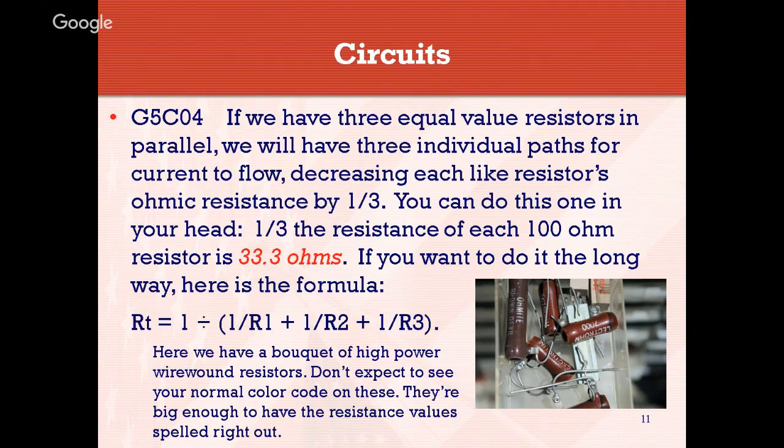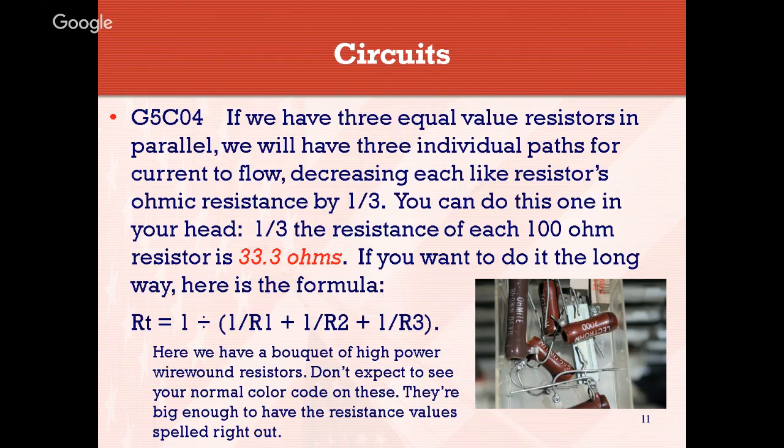If we have three equal value resistors in parallel, now if you go back a little bit to your electrical principles, particularly back when you got your technician class license and took that, you'll understand a little bit about how resistors work in parallel. So you'll have three individual paths for current flow, and in parallel, it decreases the ohmic value by 1/3 if you have three of them in parallel, 1/4 if you have four of them, et cetera, et cetera.